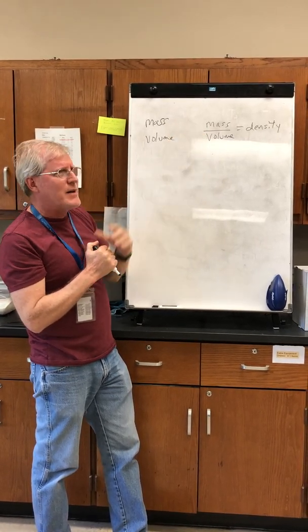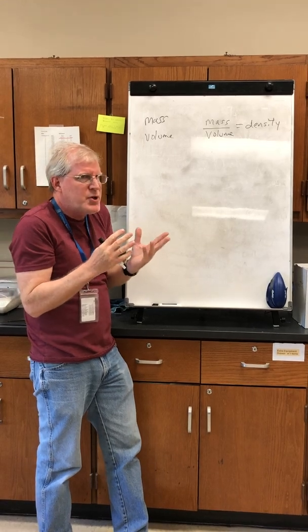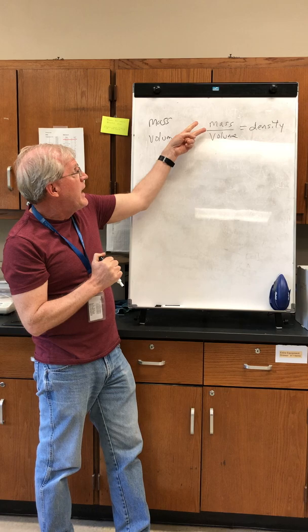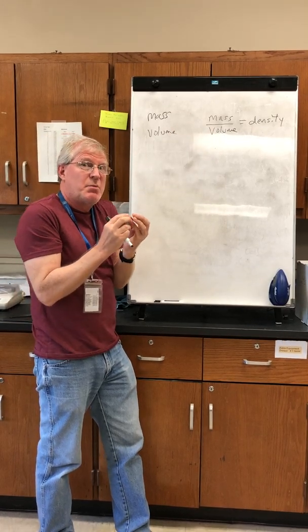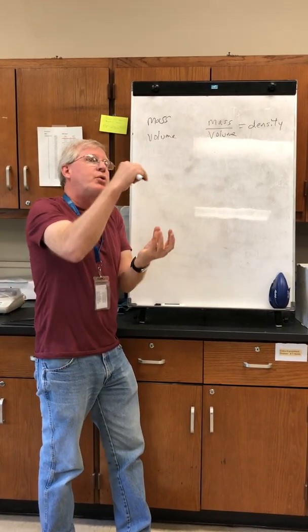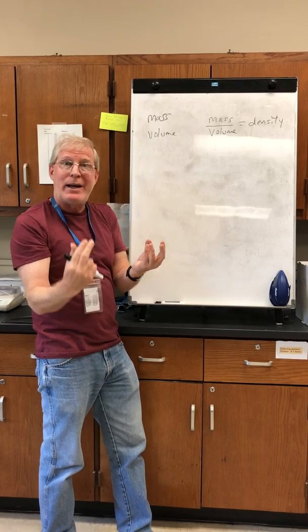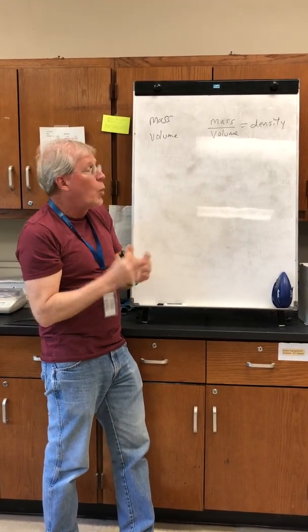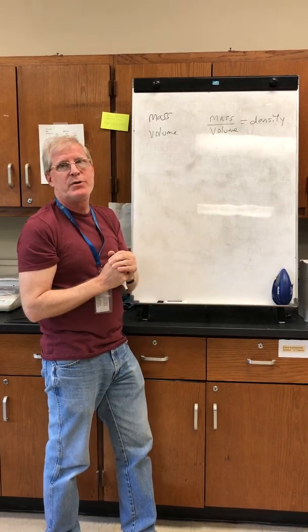How do you find the mass of something? You pretty much just weigh it on the electronic balance. Now, it might be that you have to weigh something empty and then put something in it and then weigh it again and subtract the two. We may have to do that, or maybe just simply weigh the object.